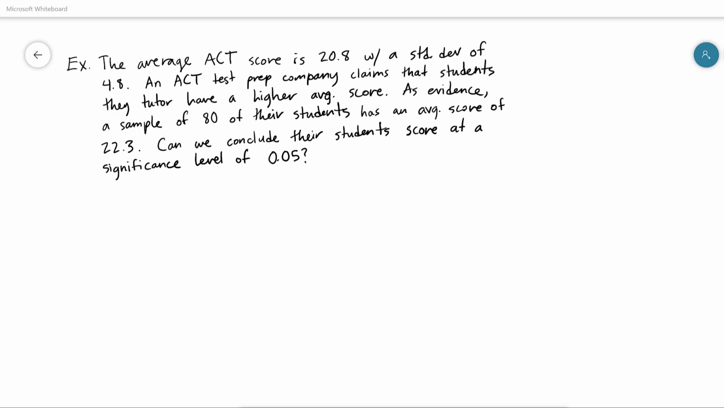So I want to do the example that we looked at in the last video in our more streamlined 6-step process. And before we start, I want to remind you there are two methods to do this problem. There is the p-value method and the critical value method. Generally speaking, you do not need to do both methods. You pick one or the other.